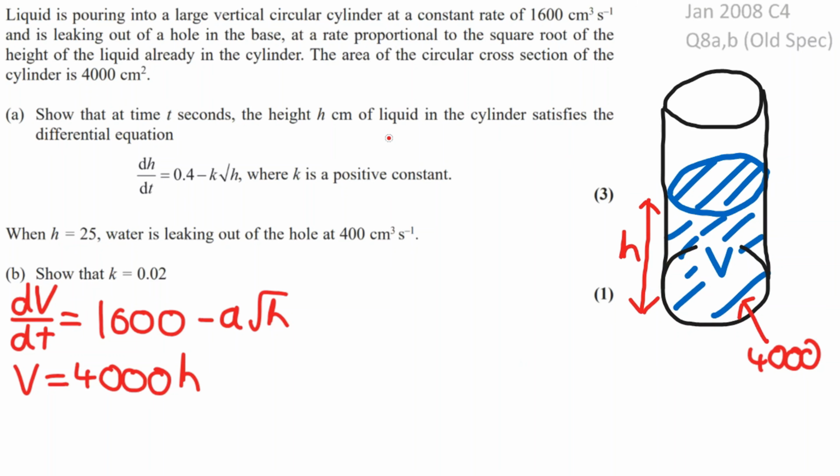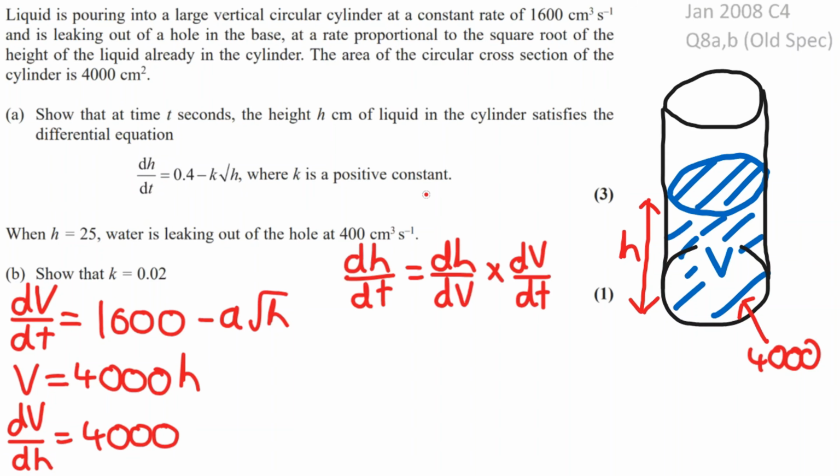So we have this equation here, and we can form a differential equation using this, because we can differentiate this. It becomes dV over dh, which is now going to be, so this h is going to go away, so it's just going to be 4,000, like this here. And now we have two differential equations that we can use in order to find dh over dt.